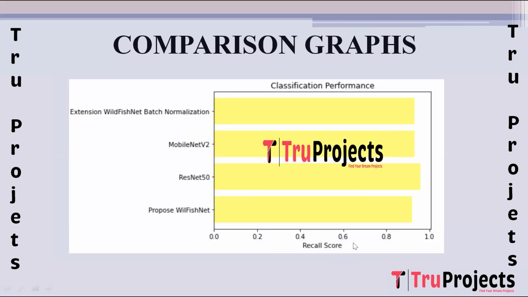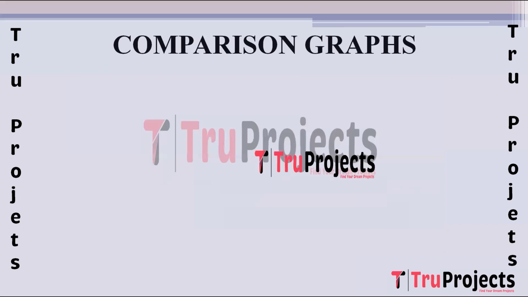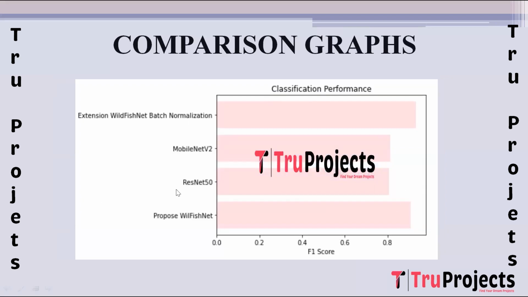This is the recall comparison graph. On the x-axis we have the recall score and on the y-axis we have the algorithm name. Recall, also known as sensitivity or true positive rate, measures the model's ability to correctly identify all relevant instances in the dataset. It calculates the ratio of true positives to the total number of actual positive instances, true positives plus false negatives.